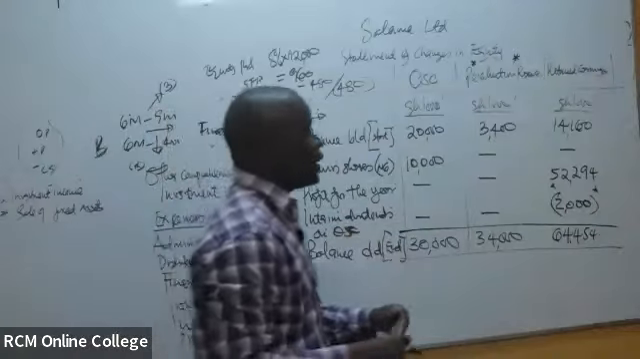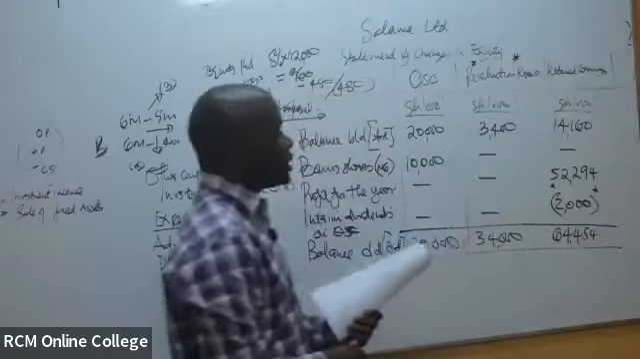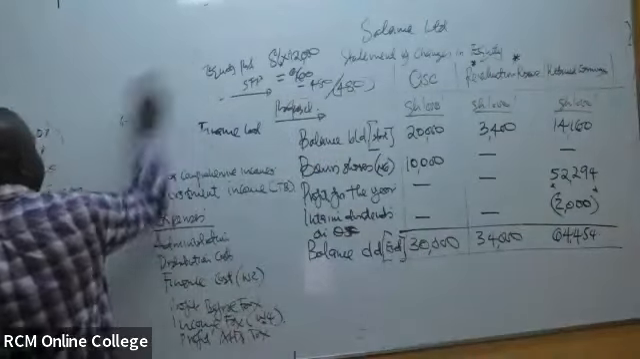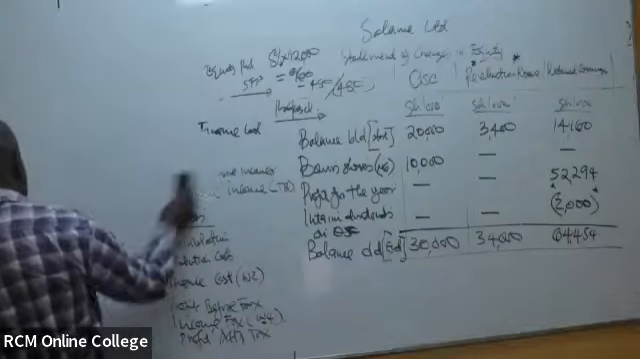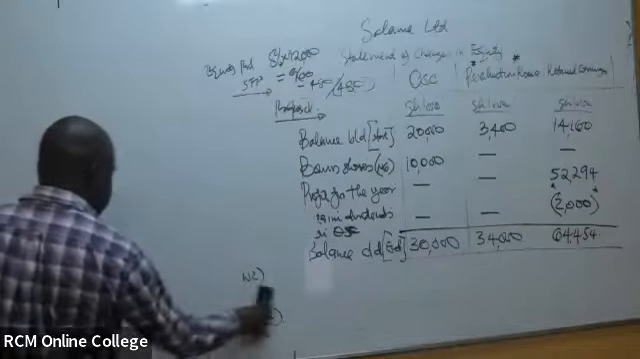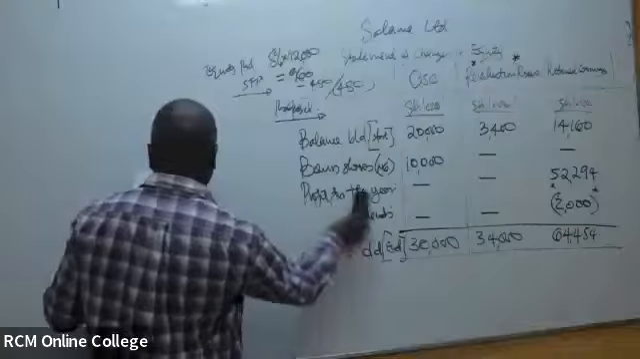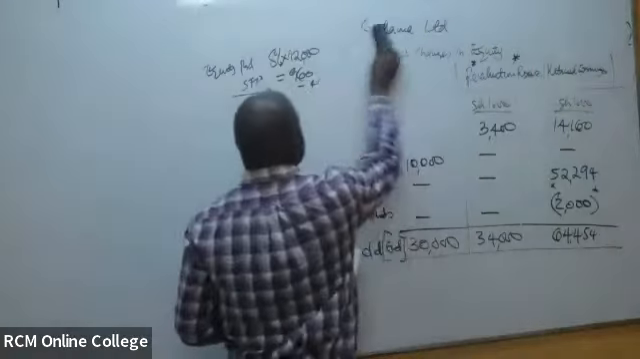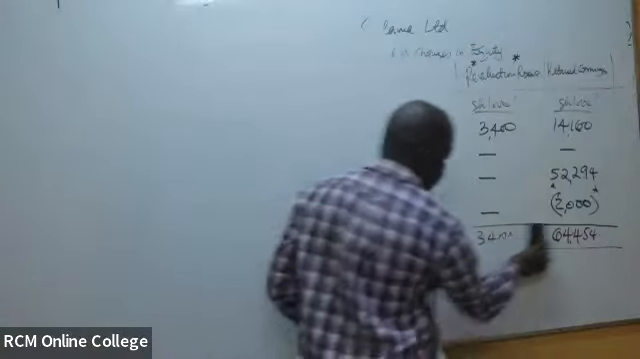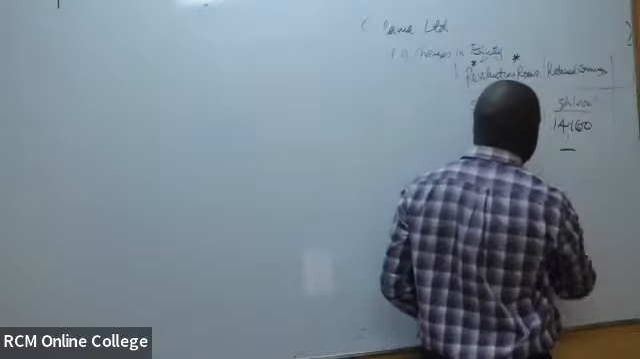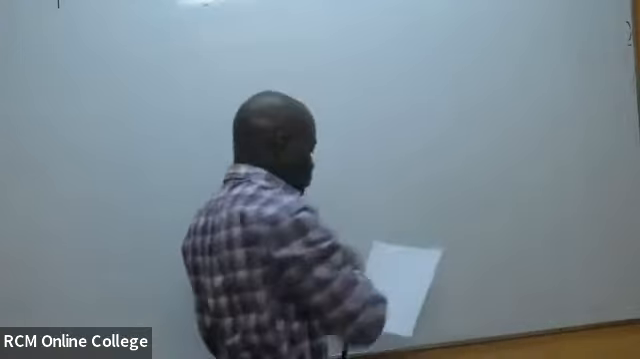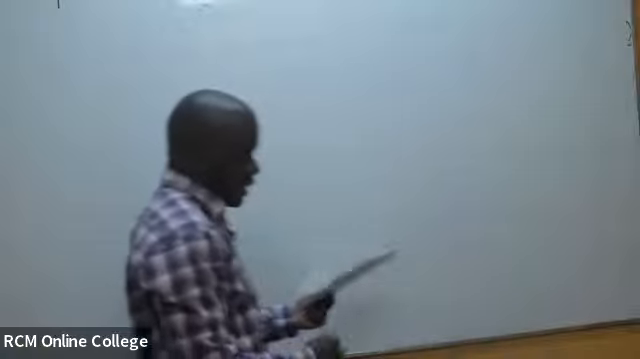So maybe we'll be able to see it in another question where they have been able to revalue an asset. So the third statement is the statement of financial position.